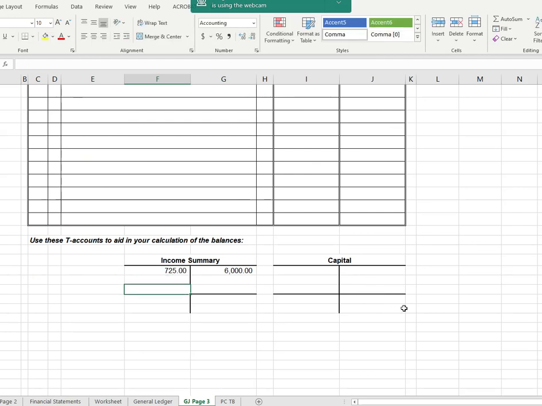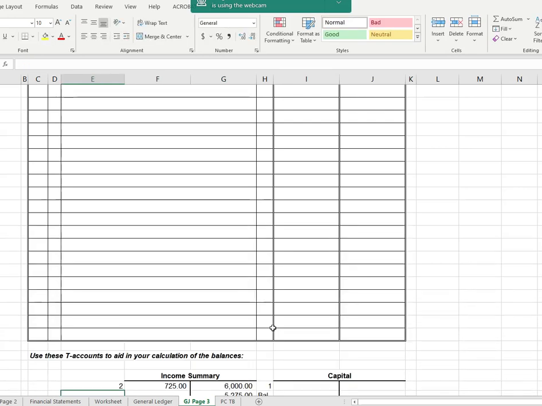And that is going to give me a balance of $5,275, and it's on the credit side. Okay, so this is my balance. This is entry 1. This is entry 2.